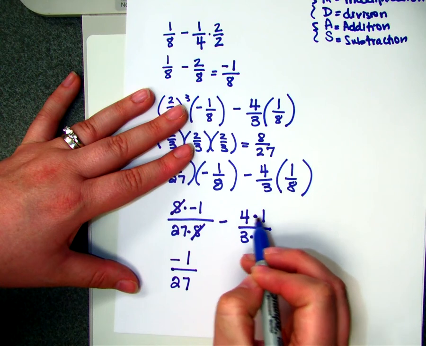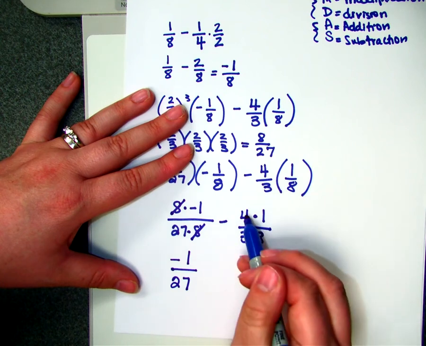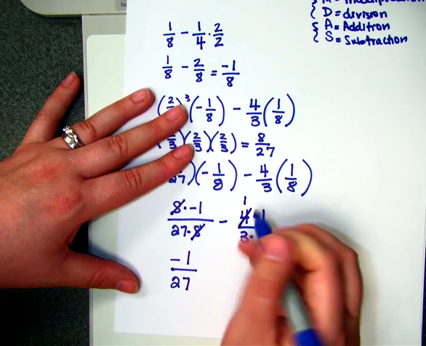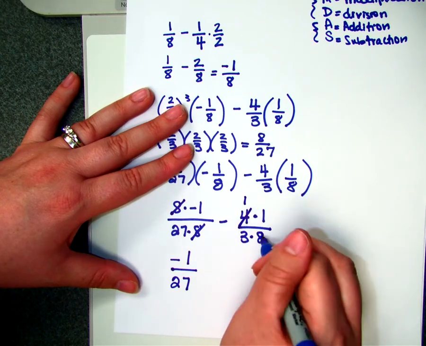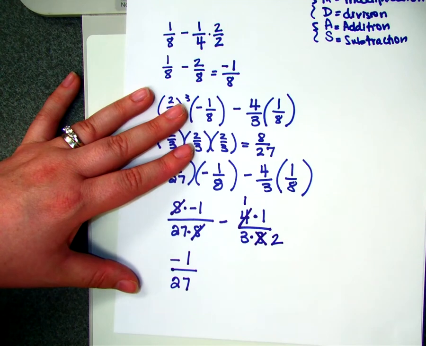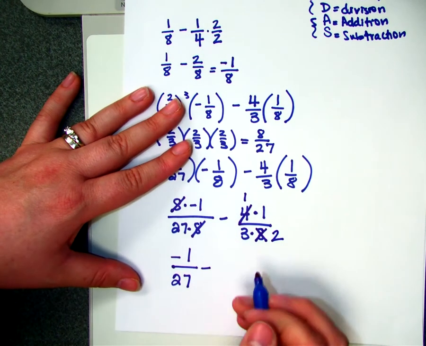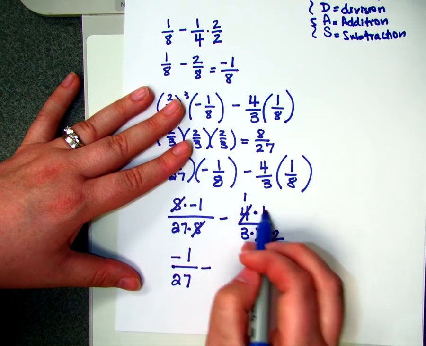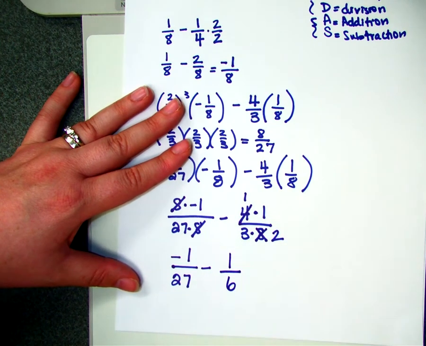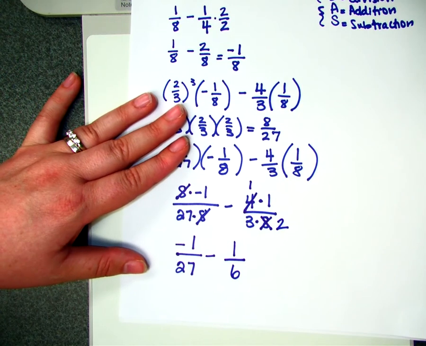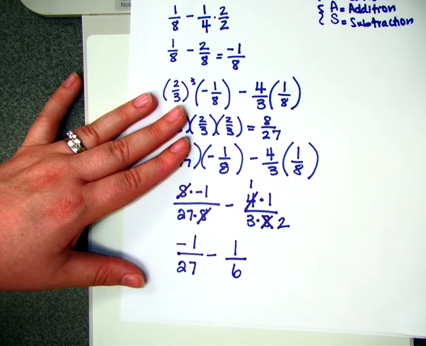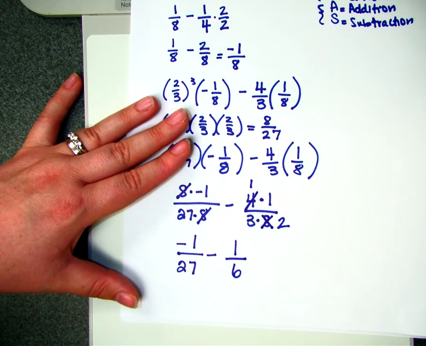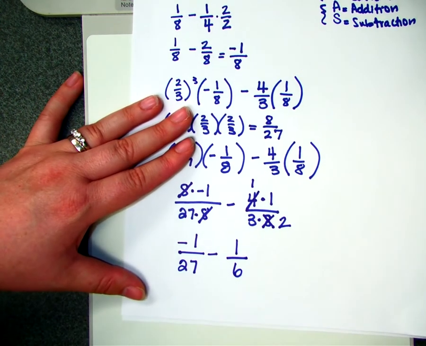And then here I have 4 times 1 and 3 times 8. Well, 4 and 8 can both be divided by 4. So I'm going to take a factor of 4 away from the top and a factor of 4 away from the bottom, so that 8 becomes a 2. So now I have negative 1 over 27 minus 1 times 1, which is just 1 over 6. All right. And now I'm just left with two fractions where I need to find a common denominator. So some number that 27 and 6 will both divide into.